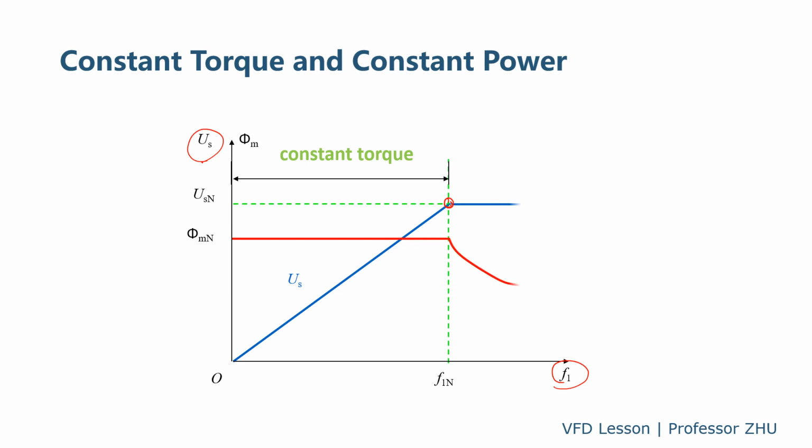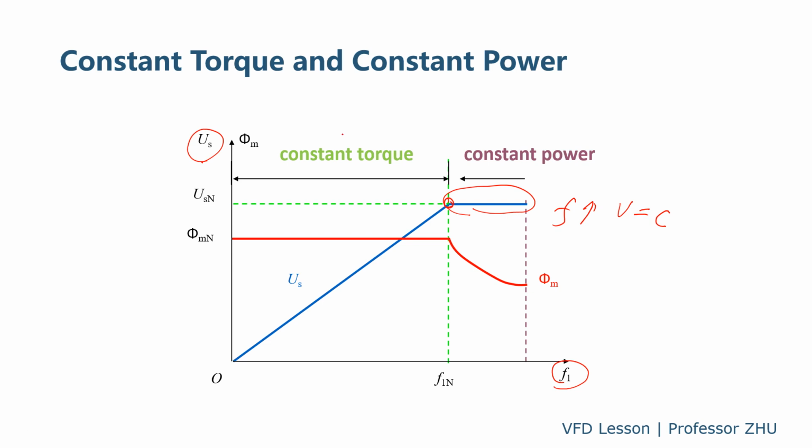If the frequency is higher than the rated, then you can increase the speed by increasing the frequency, but the voltage cannot be increased because of the motor design. Otherwise, the motor insulation will be damaged because of the higher voltage. So you increase the frequency, but the voltage stays the same in this area. That means the flux will decrease with the frequency.